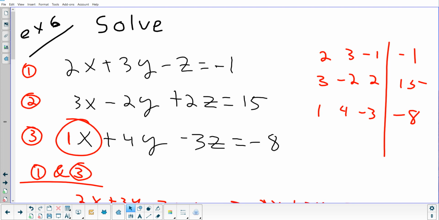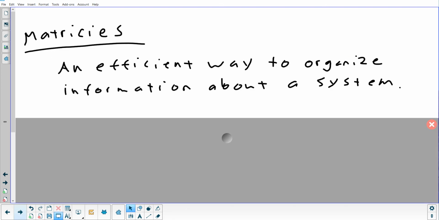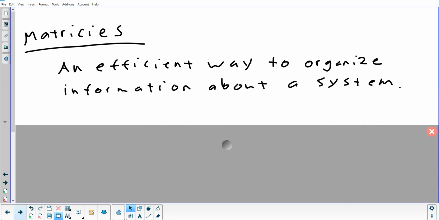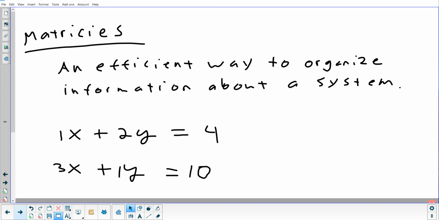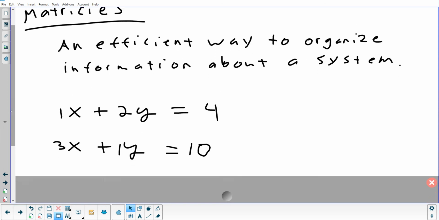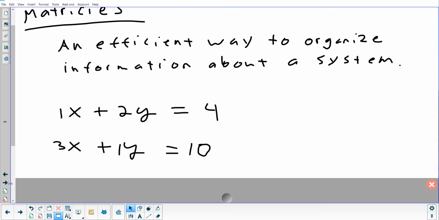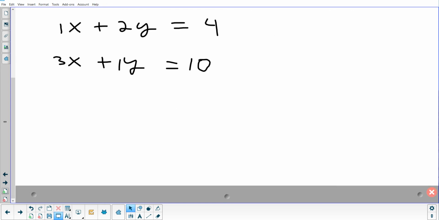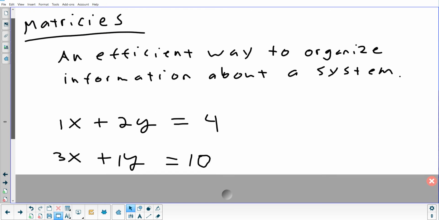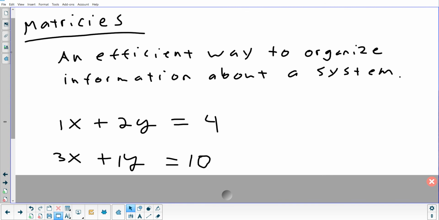This is called a matrix. And a matrix is just a more efficient way to organize information about a system. So if you want to write this one in a matrix: 1, 2, 3, 1, 4, negative 10. That cut way down on the amount of stuff I had to write.